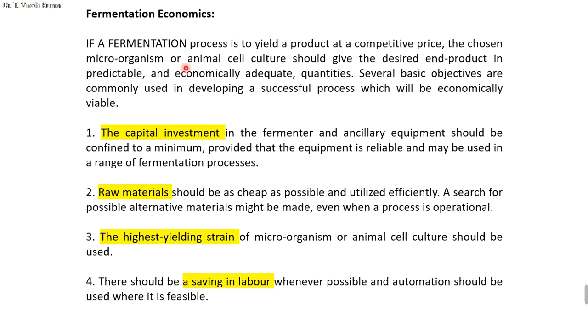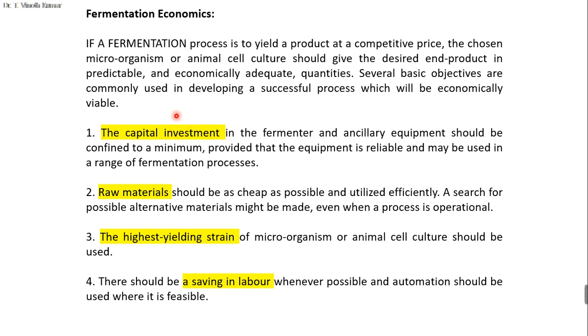The chosen microorganism or animal cell culture should give the desired end product in a predictable way. That is very important. You have to predict what the cost is and what the yield is, and it should be economically adequate, viable, controllable and handleable, including the quantity of output, that is the yield. Several basic objectives are commonly used in the development of successful processes, which will be economically viable.